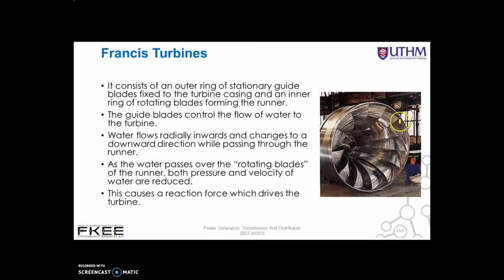So Francis turbines consist of an outer ring of stationary guide blades fixed to the turbine casing and an inner ring of rotating blades forming the runner. Here is the outer ring, and here is the inner ring. The guide blades control the flow of water to the turbine, and the water flows radially inwards and changes to a downward direction while passing through the runner.